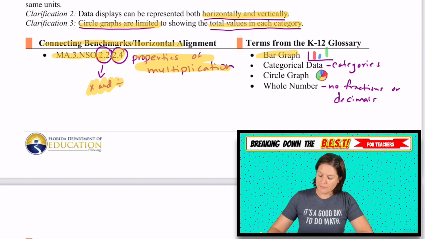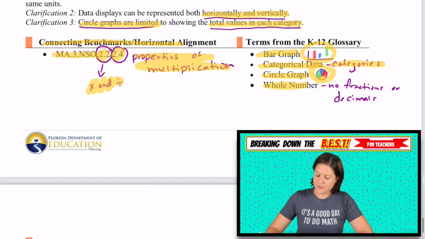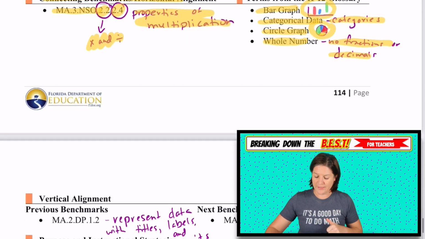You need to know what a bar graph is. It looks kind of like this. You need to know what categorical data is. That means we're breaking it into categories. A circle graph looks kind of like this over here, and whole numbers. So no fractions, no decimals, no negative numbers. We're just focusing on whole numbers here in 3rd grade.